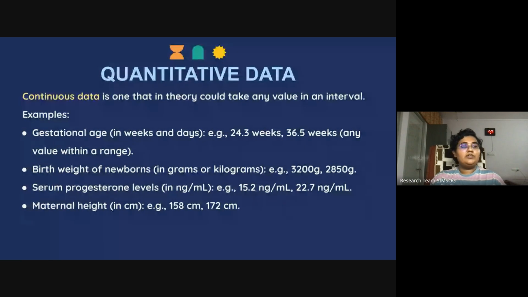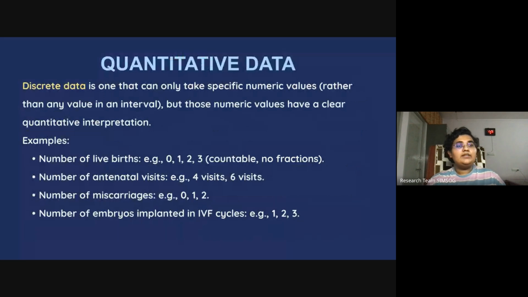Or we can look at serum progesterone levels. That again can be in integers, or it can be in fractions, like 15.2 or 22.7. So these are all examples of continuous data, like the birth weight of a newborn. We can take that as 3.216 gram or things like that, or maternal height, right? Then we have discrete data.